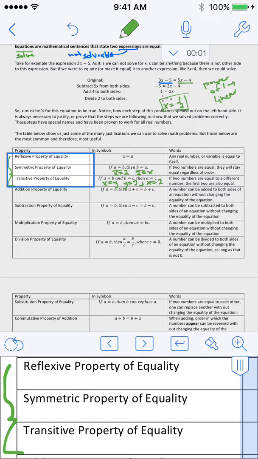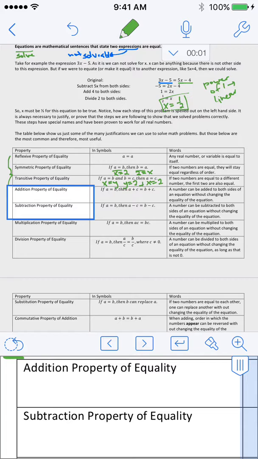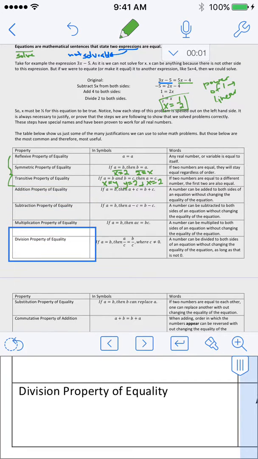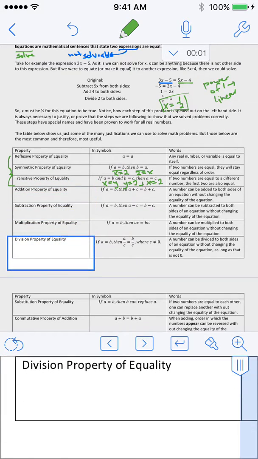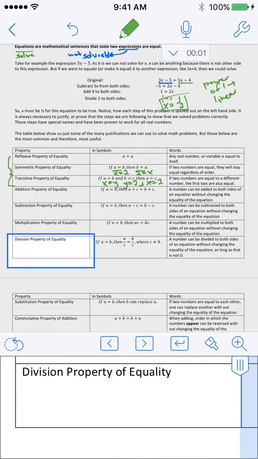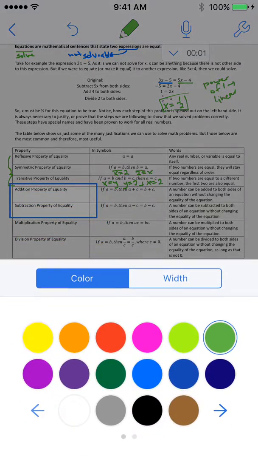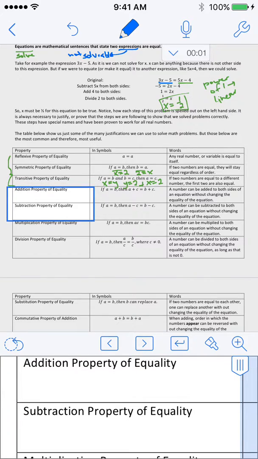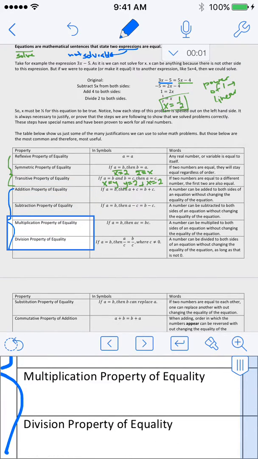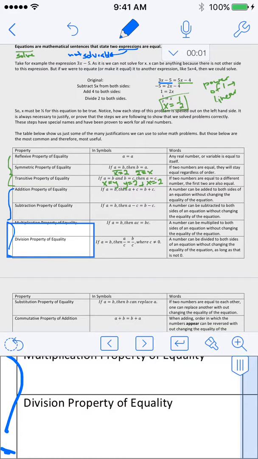The next 4, you definitely know. Addition, subtraction, multiplication, and division properties of equality. Basically, it says you can add, subtract, multiply, or divide anything as long as you do it to both sides. So these are what I like to call the both sides property. These 4 are considered the both sides property.